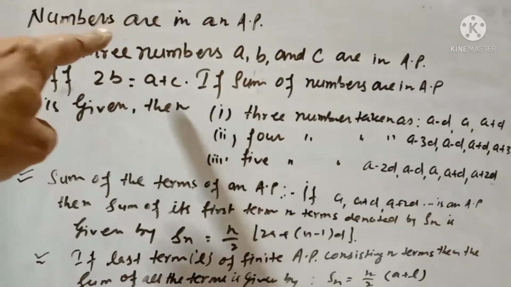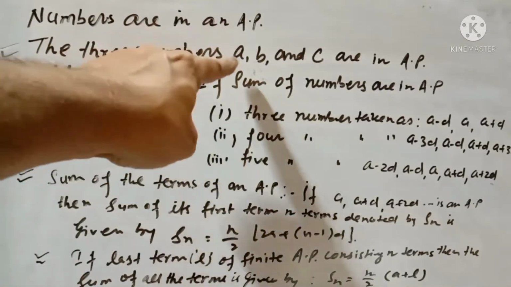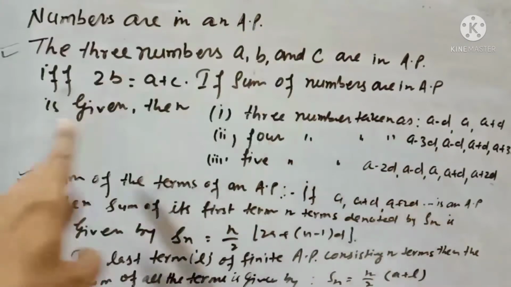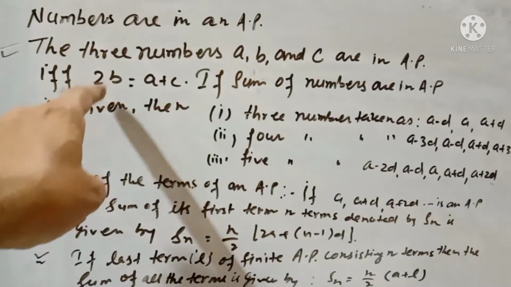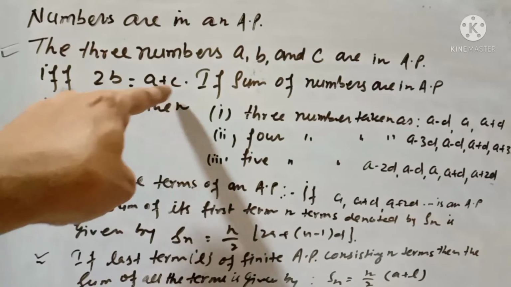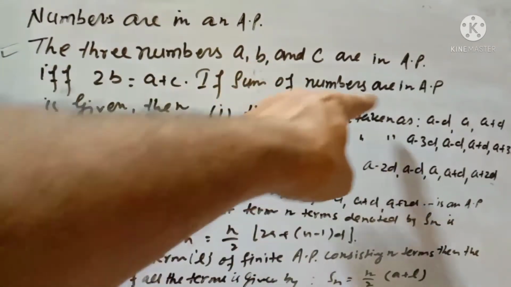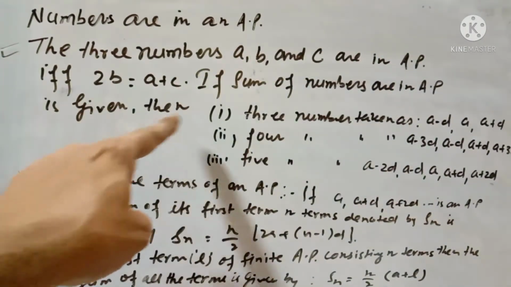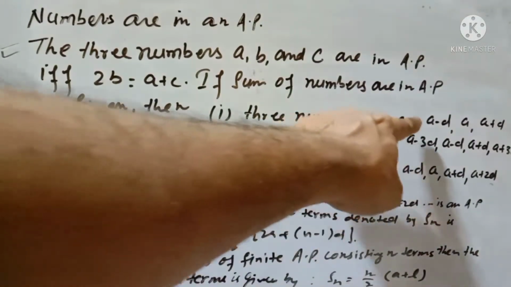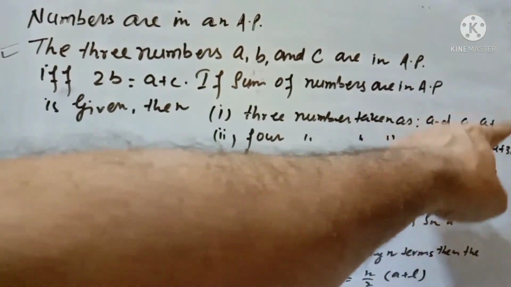Three numbers a, b, c are in AP if and only if 2b is equal to a plus c. If the sum of numbers in AP is given, then the three terms are taken as a minus d, a and a plus d.